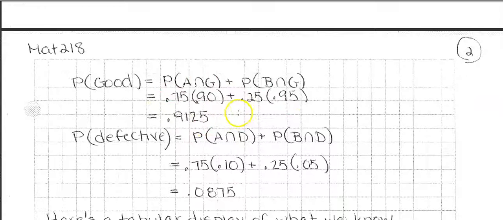So we have a 91.25% chance our transistor is good. Likewise, the other two branches will give us the probability that we have a bad transistor. We're going to add those, and we get an 8.75% chance, or 0.0875. Again, you can see these two numbers, 0.9125 and 0.0875, add up to 1 because the transistor is either good or it's defective. There's no other choice.